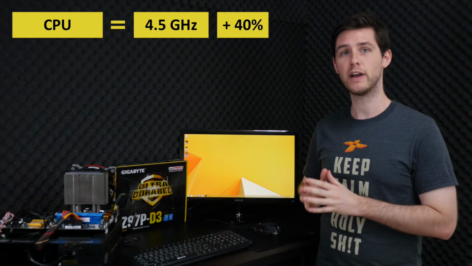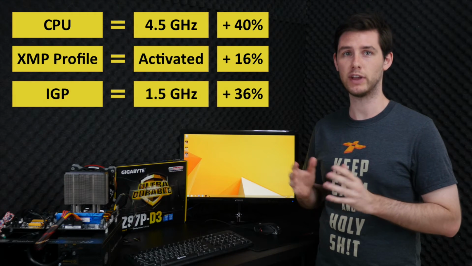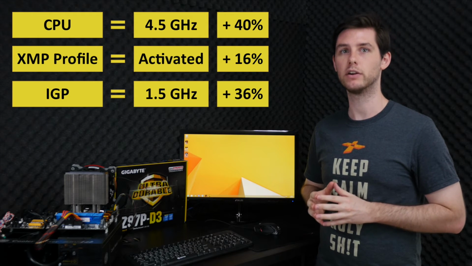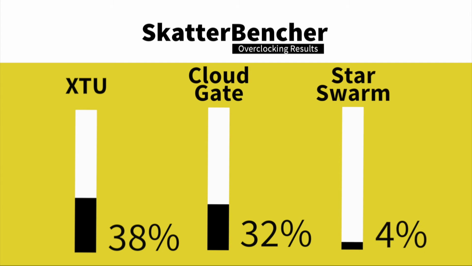We're in the operating system after overclocking everything, so let's look at the performance figures. Keep in mind that we've overclocked the CPU to 4.5 GHz, the memory has XMP enabled, and we've increased the clock frequency of the IGP to 1.5 GHz. In XTU, we have a performance increase of 38%. In CloudGate, it's 32%, and in StarSwarm, about 6%.